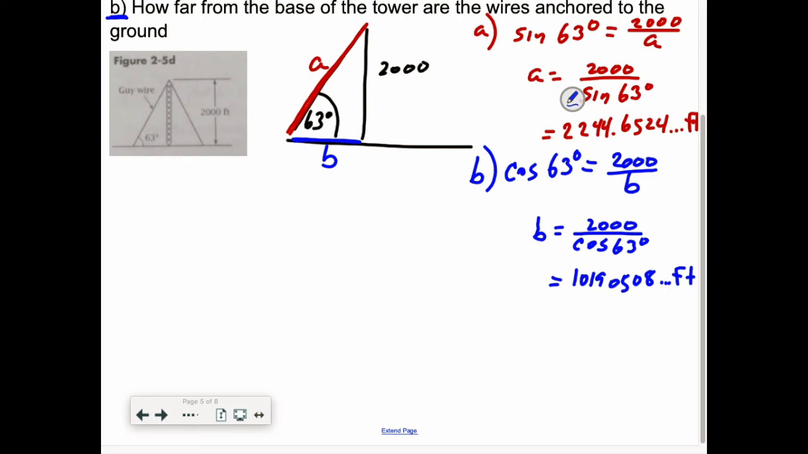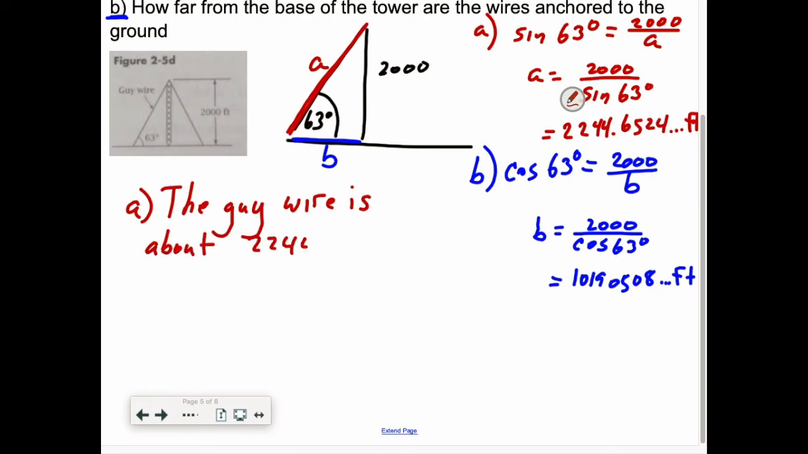We've answered everything. Now, it's always a really good idea to write these things out in statements. So my answer to A would be the guy wire is about 2,244.7 feet long. Notice I rounded there, I said about.